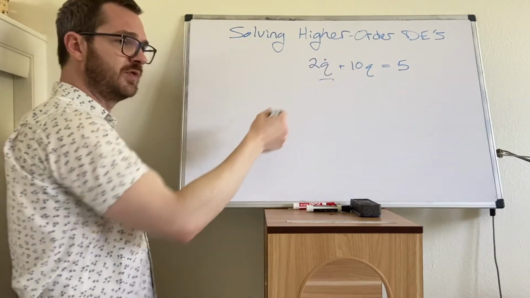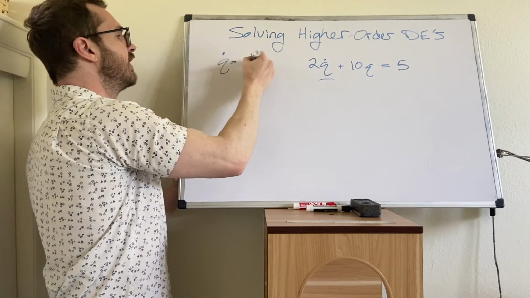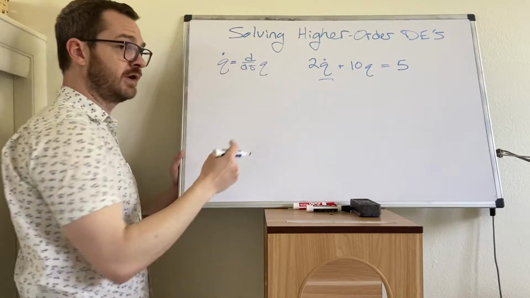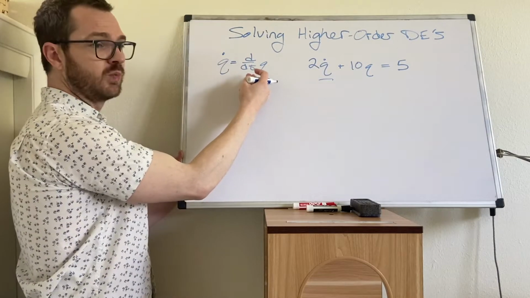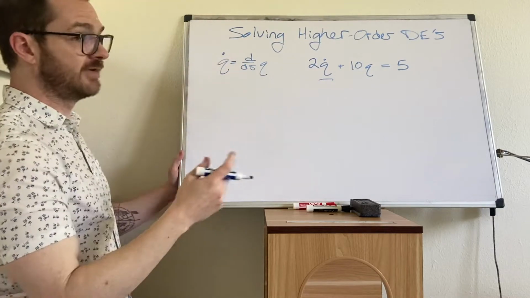This notation with the dot, if you're not familiar with that, q dot is another way of writing d dt of q. Because we use derivatives with respect to time so often, we have a shorthand for it, which is simply a dot on top.